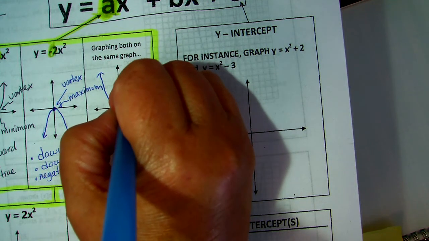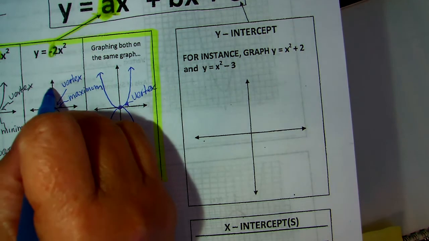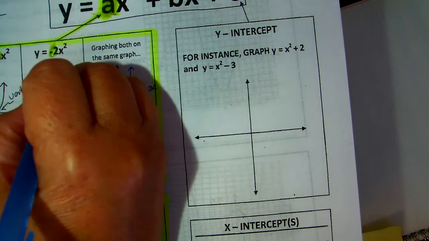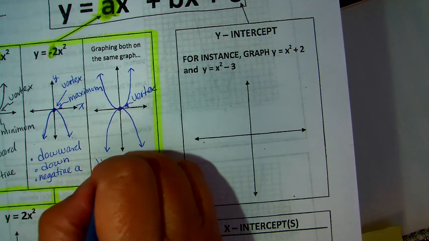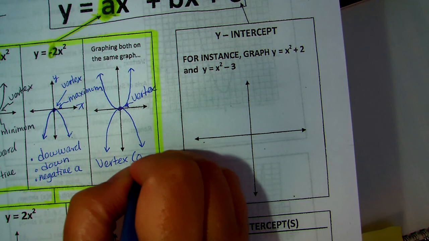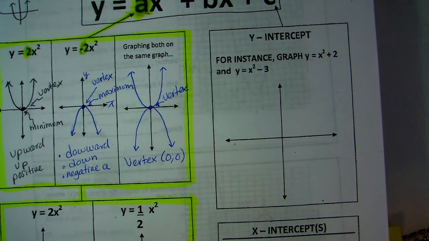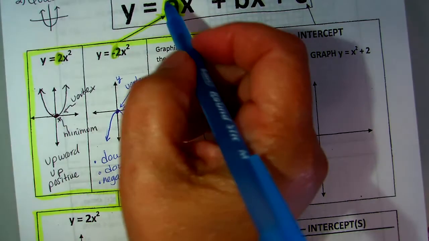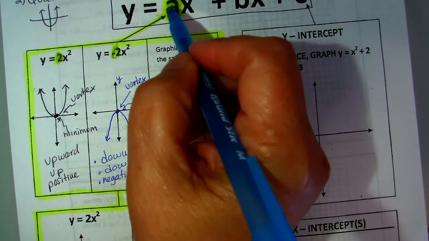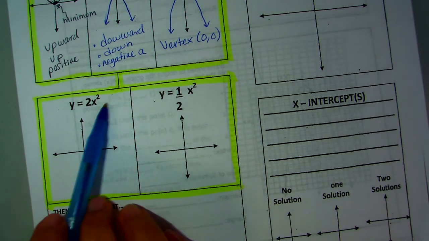Don't forget, we're going to see this word a lot, the vertex. This is a point, your x and y coordinate. This is the y, this is the x. The vertex in these three examples is located at the coordinate 0, 0. Okay, so that is the beginning. If this number is positive, the graph is upward. If it's negative, the graph is downward.